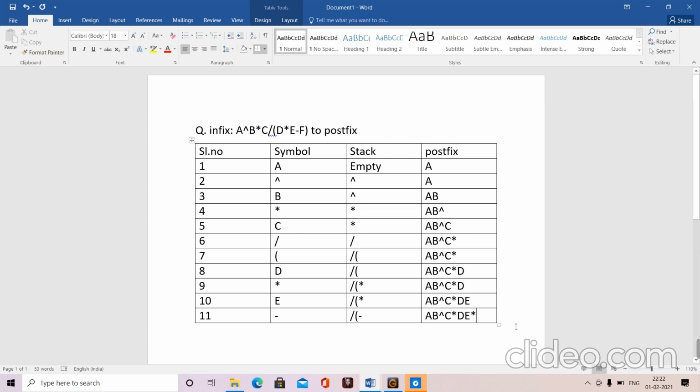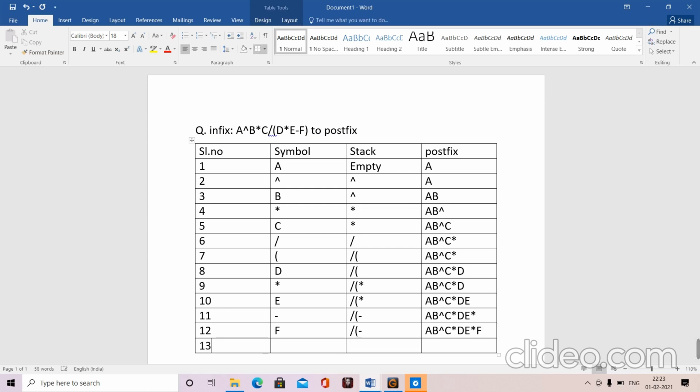Then the next symbol that has arrived is F. We just have to add it to the postfix, right? And then F will be added. After that, what is the last symbol that has been left? The last symbol, this one, step 13.